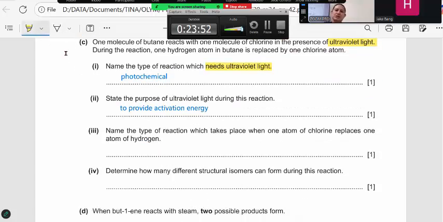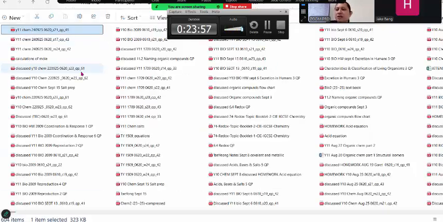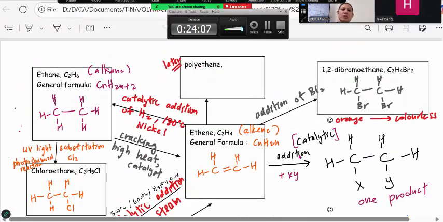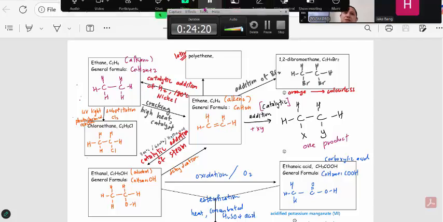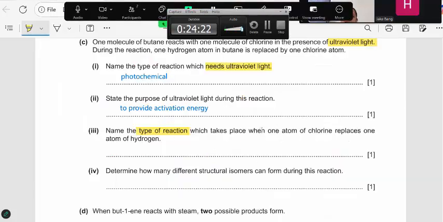The type of reaction, you can go back and look at your reactions. There's one whole list of reactions. Here's a flowchart. Do you go home and sleep with your flowchart or not? You have to memorize this whole flowchart. So which reaction is the one that we're talking about here? Substitution. One atom replaces another. Replaces is substitution.